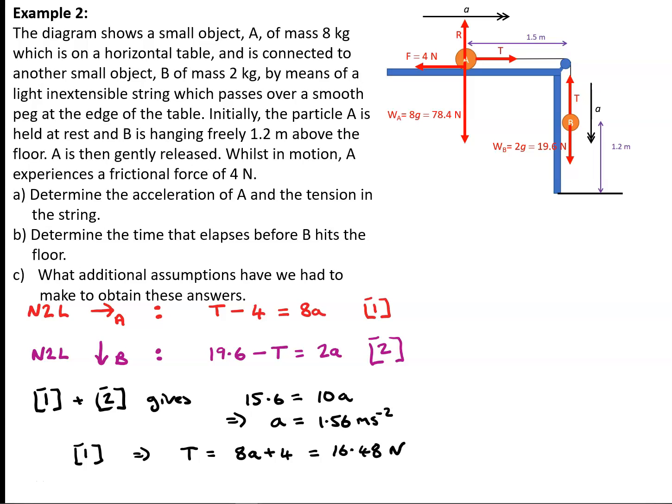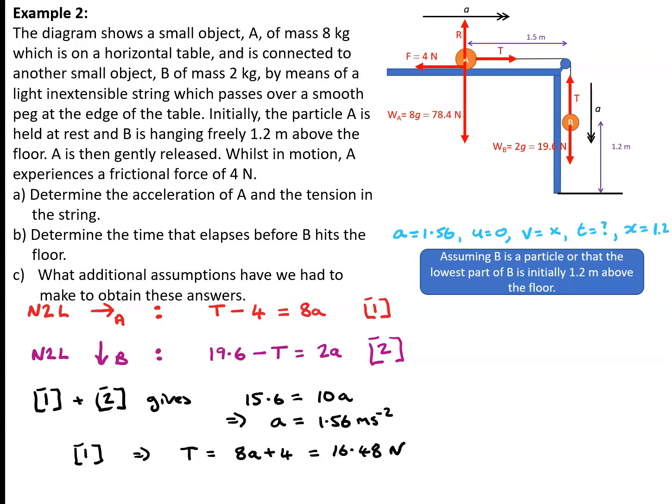To determine the time that elapses before B hits the floor, we know the acceleration of B is 1.56 meters per second squared. We know that the initial velocity of B is 0. We're not interested in the final velocity of B. We want to find the time, and we know the displacement is 1.2 meters. Now, in saying that the displacement is 1.2 meters, we are in fact assuming that B is a particle, or at least that the lowest part of B is initially 1.2 meters above the floor.